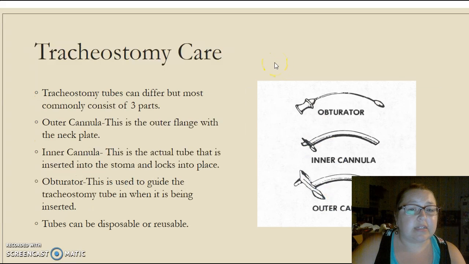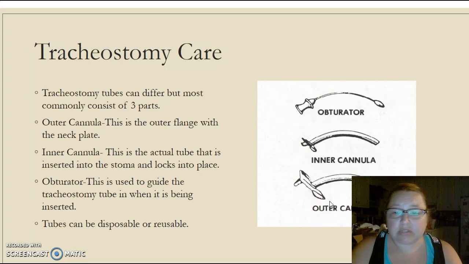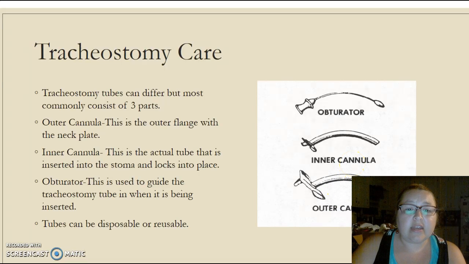Tracheostomy tubes can differ, but most commonly consist of 3 parts. The outer cannula, which is the outer flange with the neck plate. The inner cannula, that's the actual tube that is inserted into the stoma and locks in place. And then the obturator. This is used to guide the tracheostomy tube in when it's being inserted.